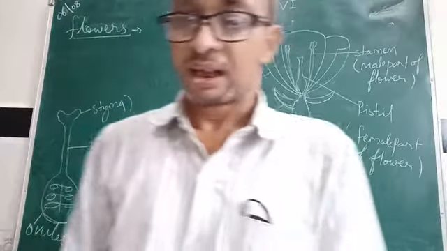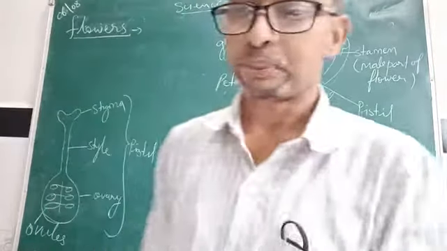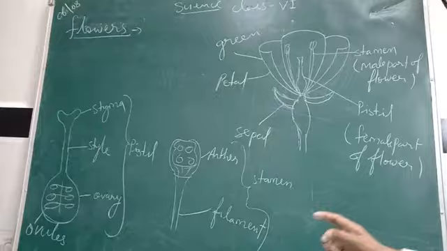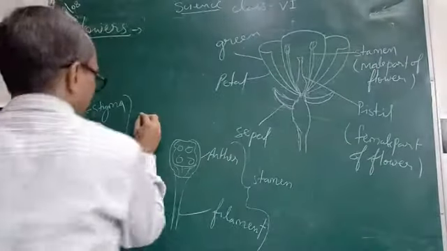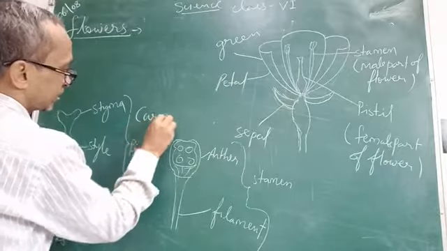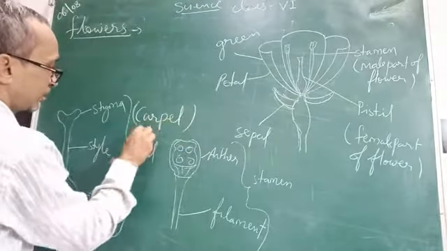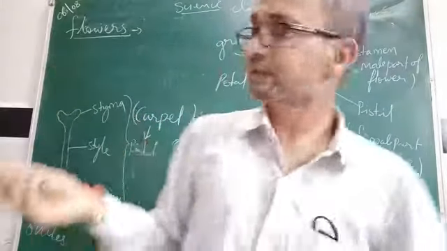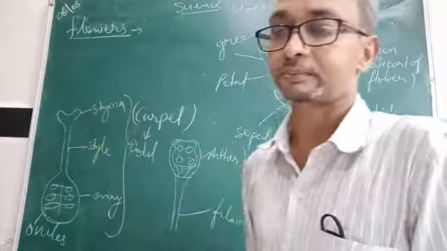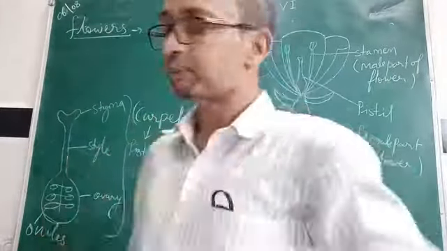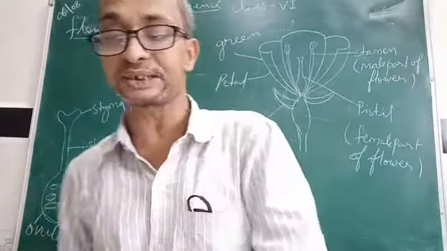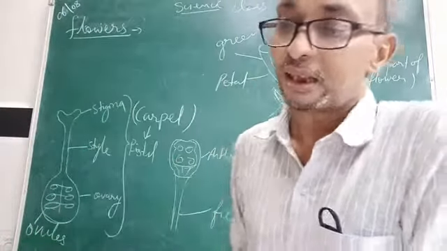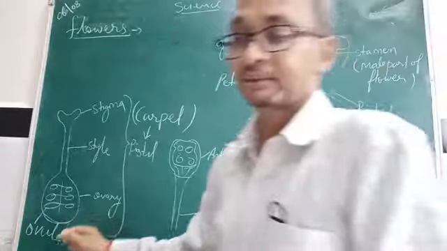Then the pistil is also known as carpel. Either pistil or carpel, both are the same. So the ovule contains female sex cells. This is called the ovule.